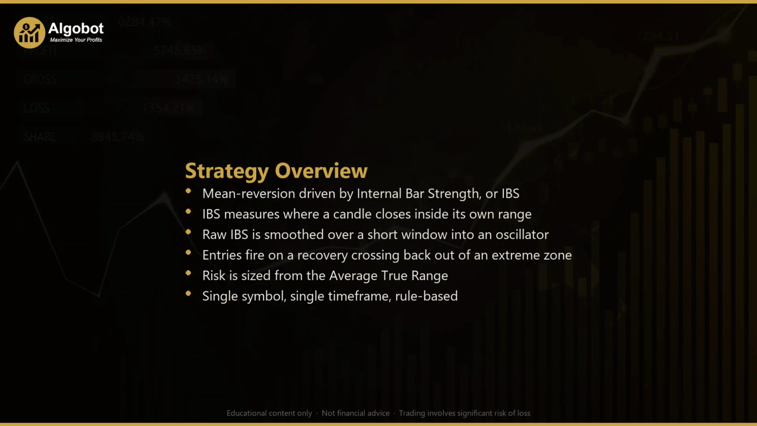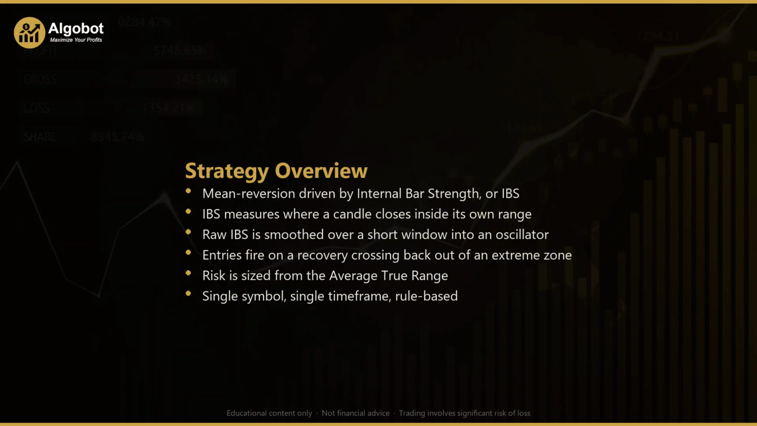Because it uses no price levels and no moving averages of price, this number behaves consistently across different currency pairs and different time frames. The strategy trades mean reversion, which means it looks for stretched conditions that tend to relax back toward balance. When a market keeps closing near the low of each bar, the strategy reads that as short-term selling pressure that may be running low. When it keeps closing near the high, that's the mirror image. Rather than fade a single extreme candle, the expert advisor smooths internal bar strength over a short window of bars into a gentle oscillator, then waits for that oscillator to recover back out of the extreme zone before acting.